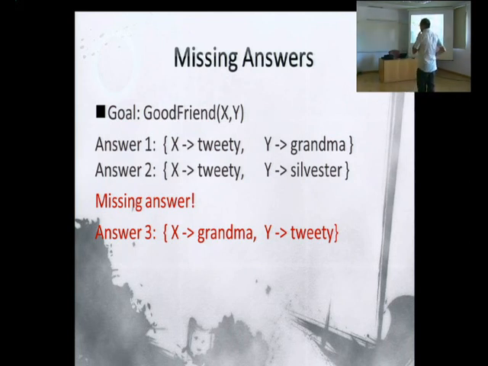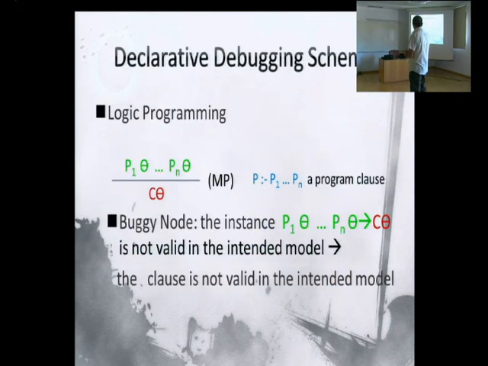Also, declarative debugging can be applied to this case. I'm not talking much about missing answers because here it is more difficult, but we can try to think a little bit. It's easy to check that the proof calculus I was using is no longer valid, because this proof calculus is valid for a particular answer. I can prove using this that Tweety likes grandma. But I cannot prove that something is incomplete, because you must collect all the answers to say that something is incomplete. I don't know if you see the difference.